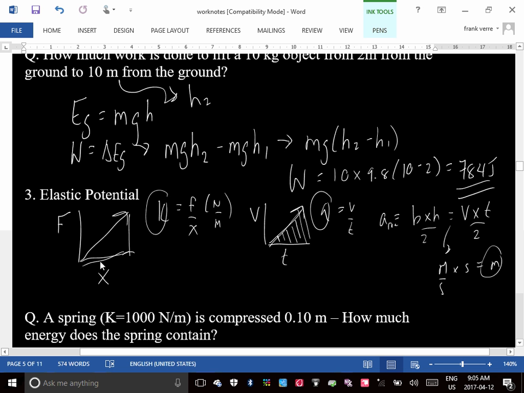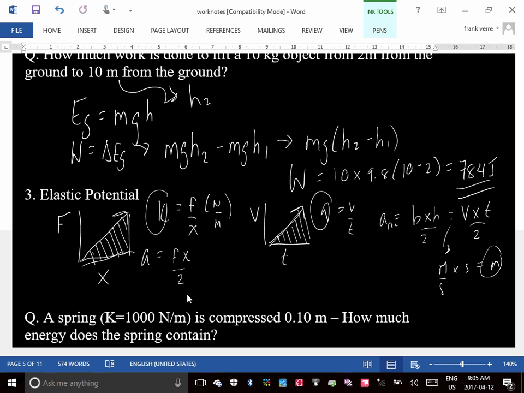I want you to think about something. What does the area of this give you? Well, let's work it out. So if I had to write down the area as an equation, it would be what? Area equals F times X over 2, correct? Now, what's the unit for force? What's the unit for X? So what's a Newton meter? It's a joule. So what does the area under that graph represent? The energy of a spring.